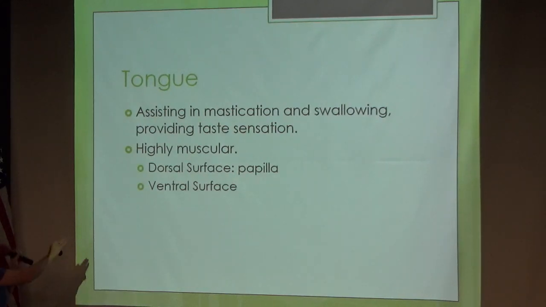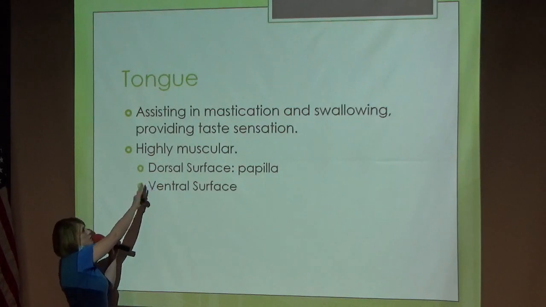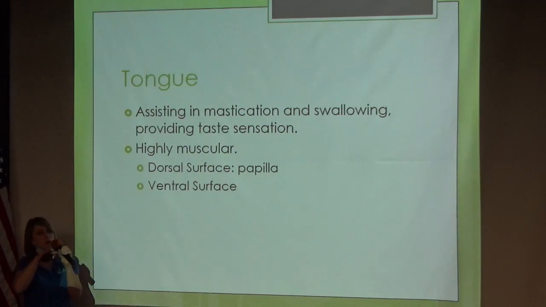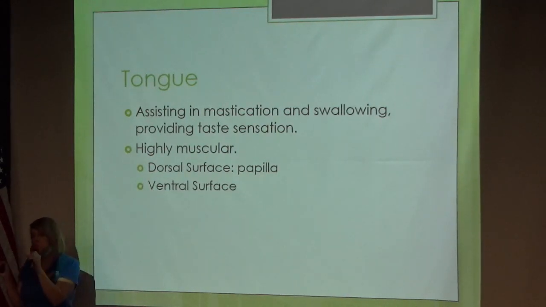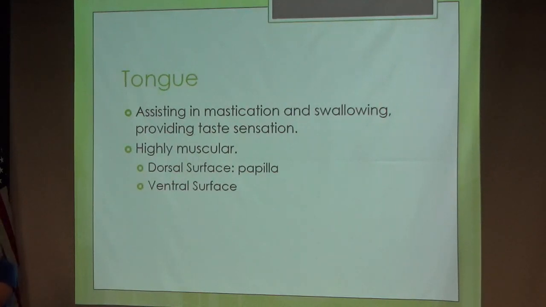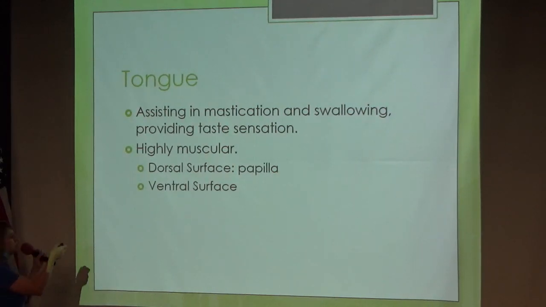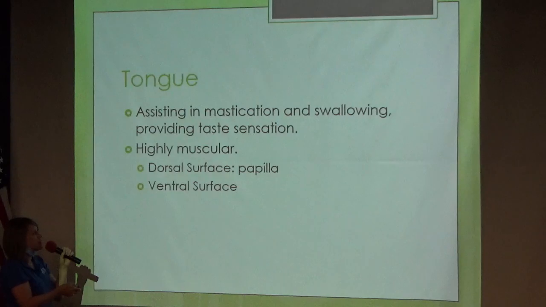When we look at the tongue, we have the dorsal surface, which is the top surface of the tongue, and that's where you're going to see the papilla. When you stretch out your tongue, if you've ever had one get inflamed or infected or something like that, that can be very irritating, last about a day or so. And the ventral surface is going to be the underside of the tongue.